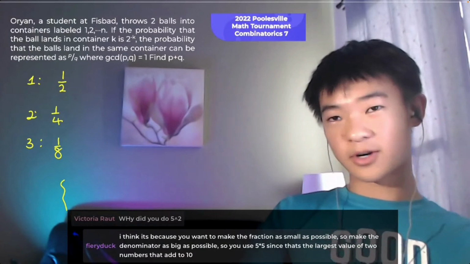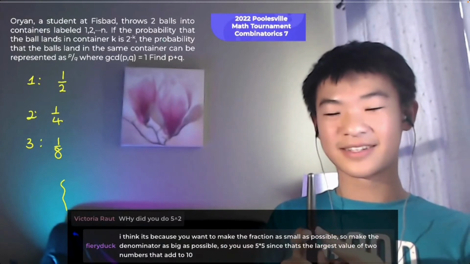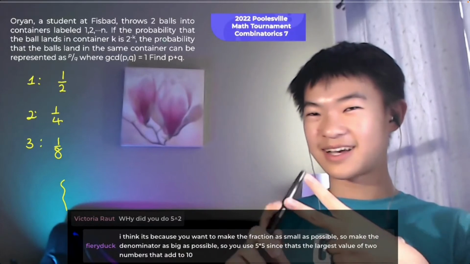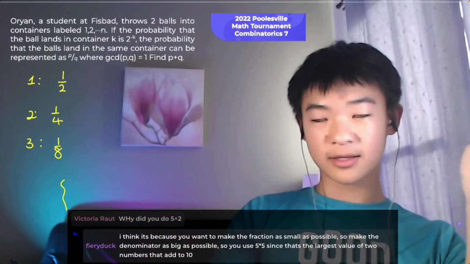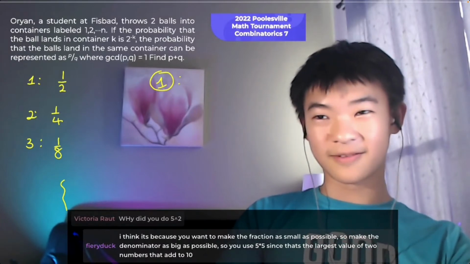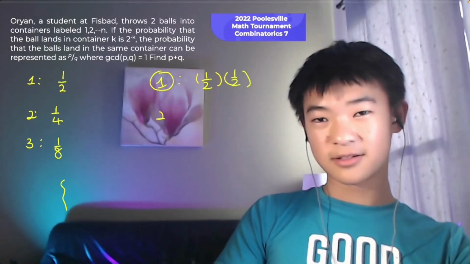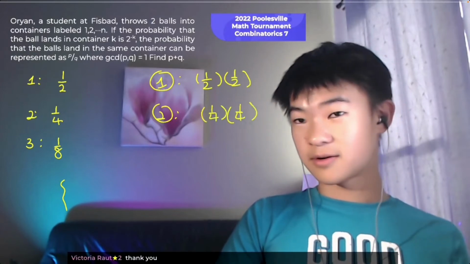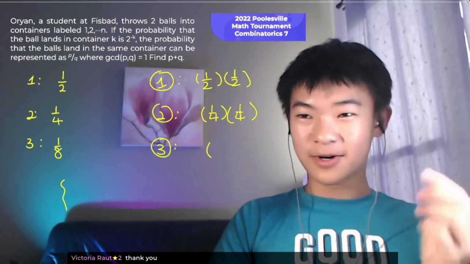Now, onto what the problem is actually asking. The probability that the balls land in the same container. So we throw 2 balls, and we want the probability they land in the same container. Okay, let's do this step by step. Let's first calculate the probability that they both land in container 1. That would be 1/2 times 1/2. And then for container 2, it'll be 1/4 times 1/4. For container 3, it's almost the same thing, just higher powers of 2, 1/8 times 1/8.